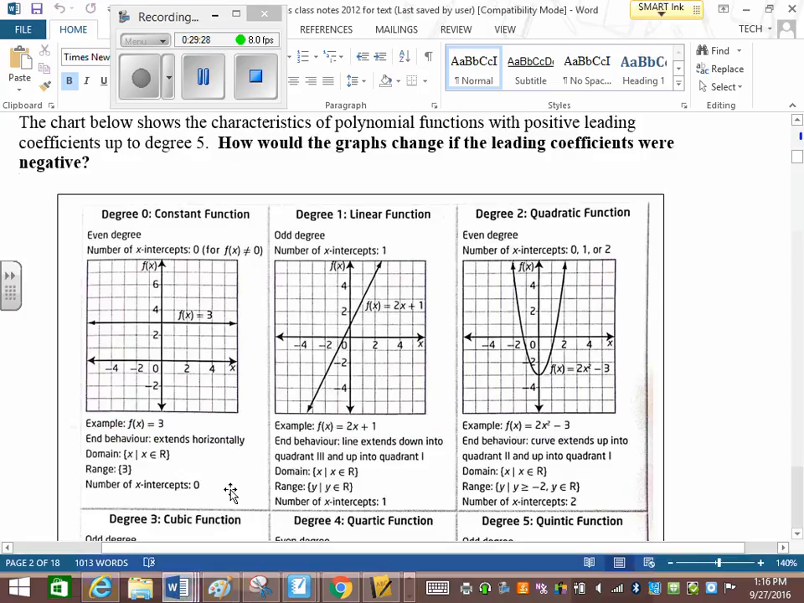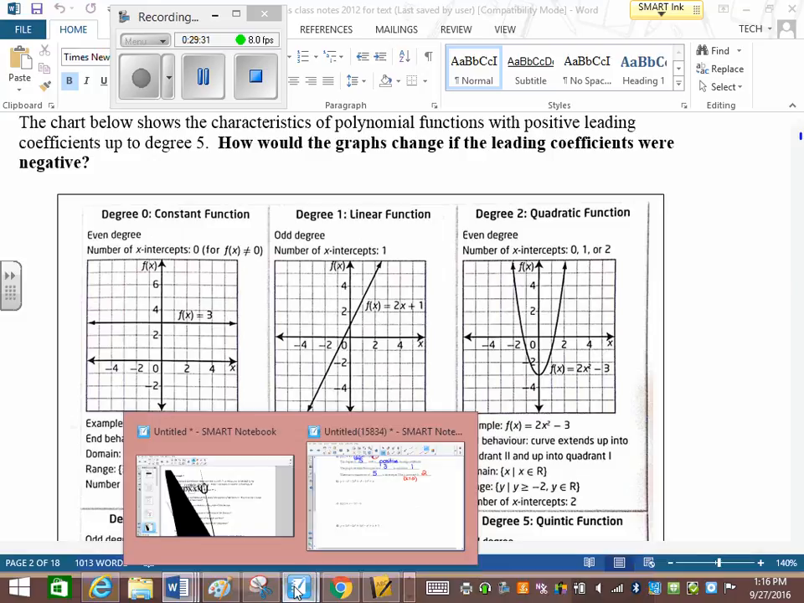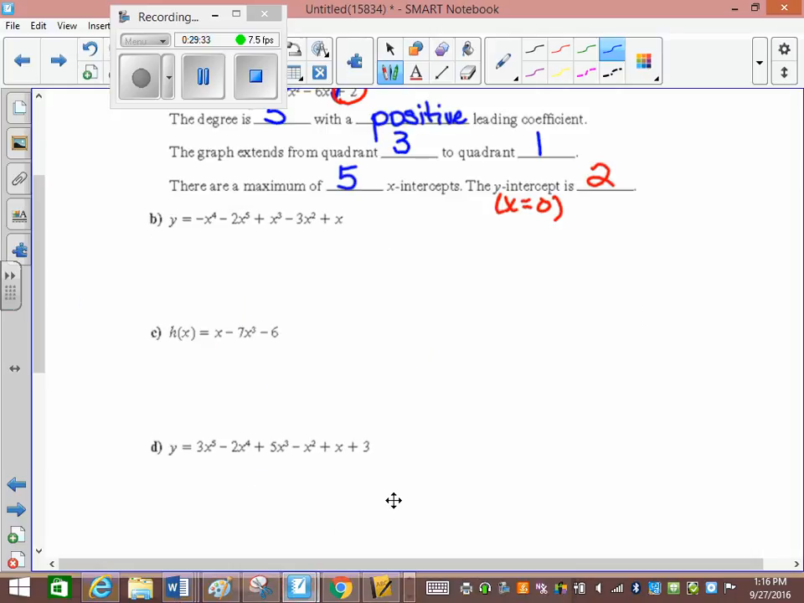Look how clear they are. And then I put them into SMART Notebook. And that's what I think. Fantastic. So, this is a 5 here? Yeah. Is it a negative? Yeah.